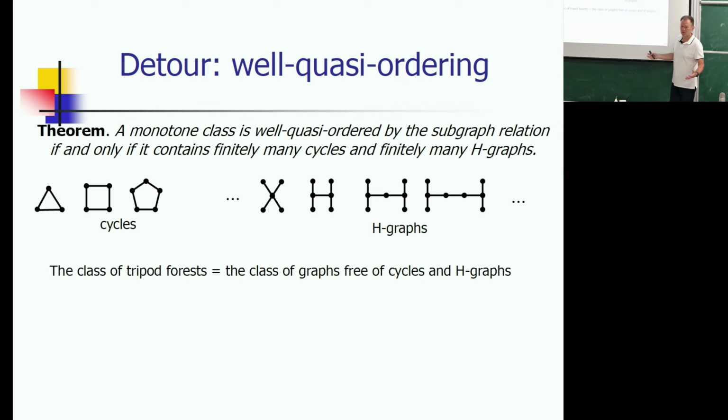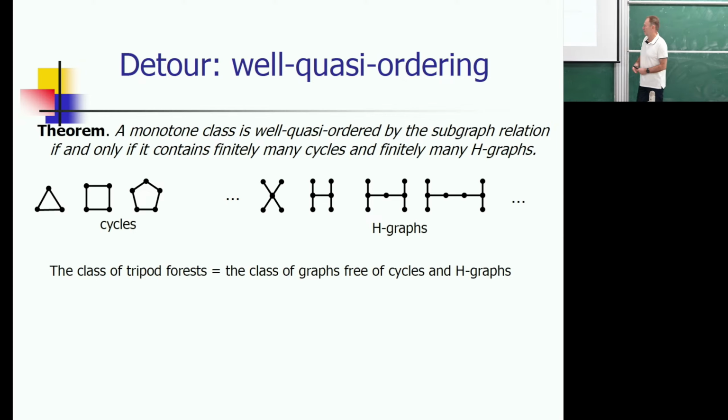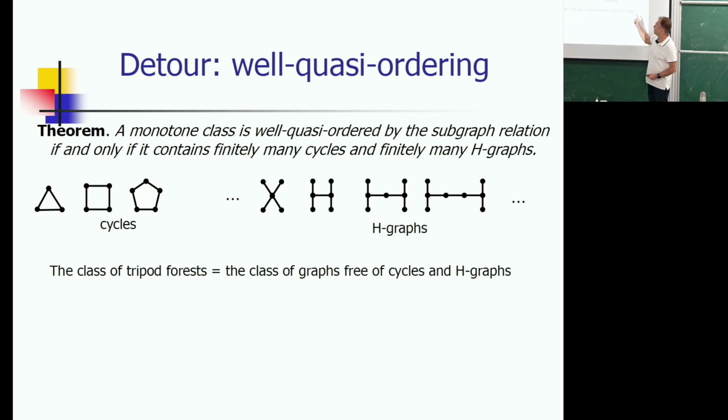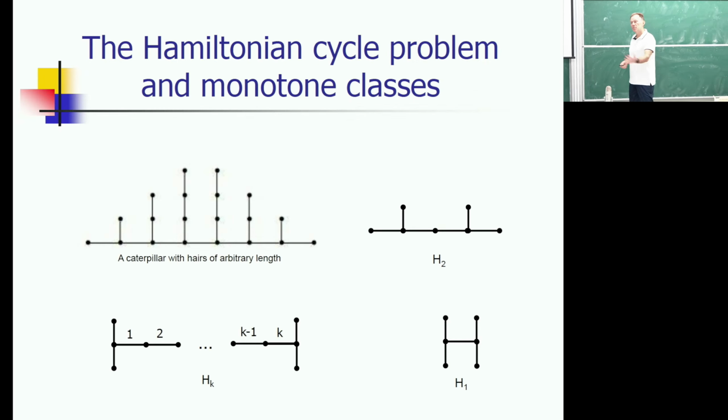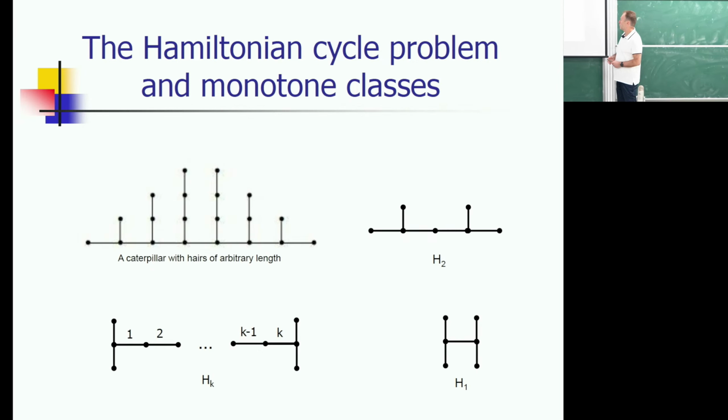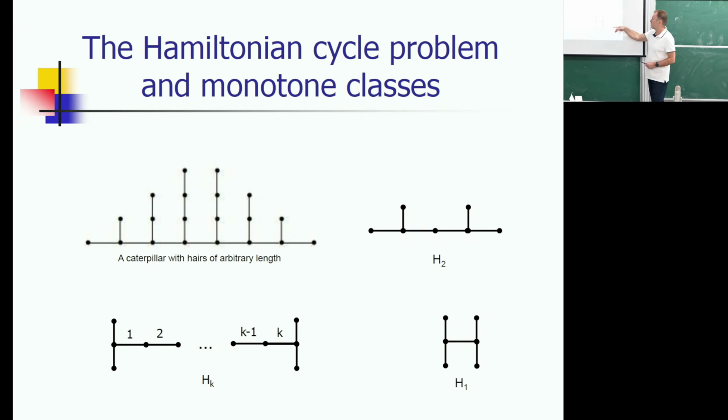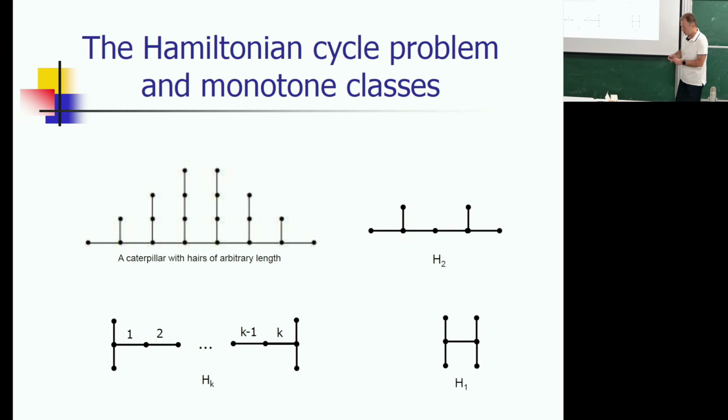which is an important, critical class, and somehow this justifies, this is precisely the class of tripod forests obtained by forbidding all these graphs. So this somehow justifies the importance of H graphs. Now, let's get back to the Hamiltonian cycle problem and discuss the problem in classes where we forbid HKs for some values of K.